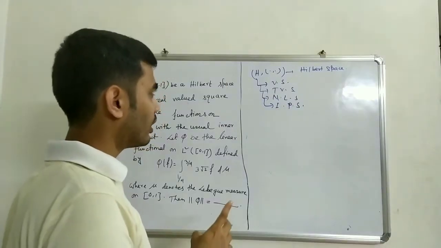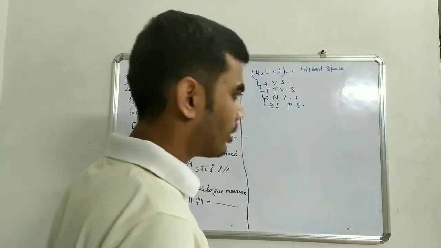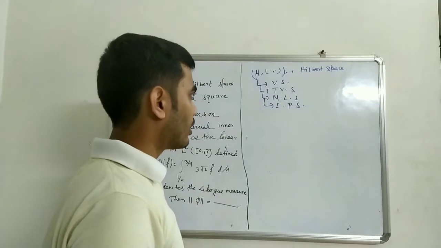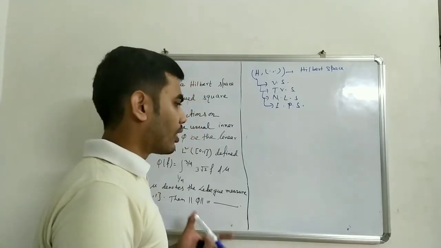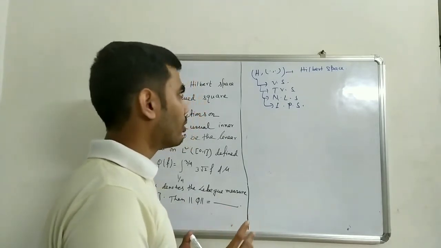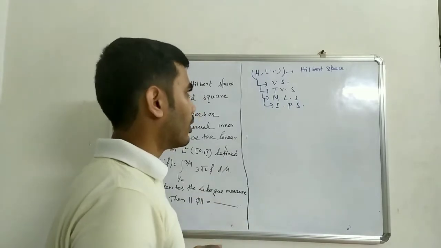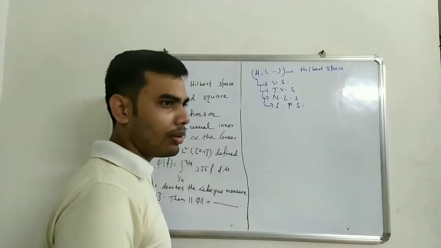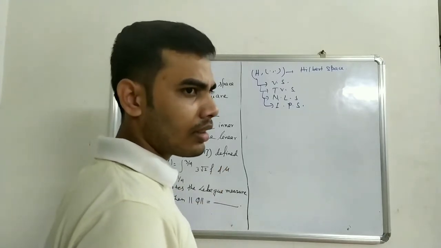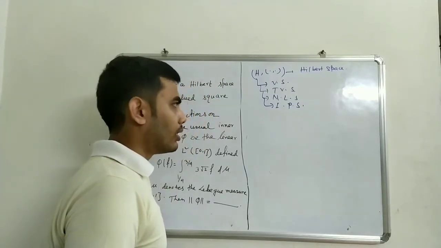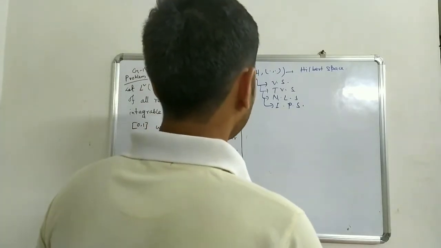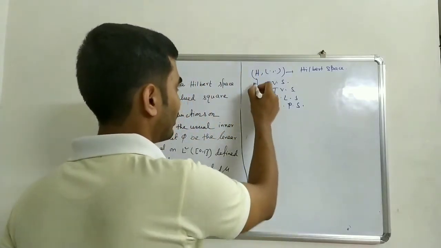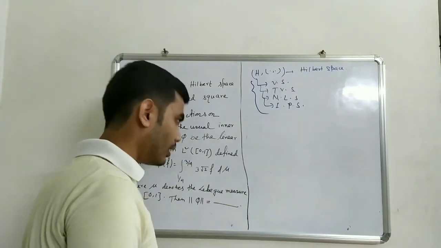I don't discuss what a vector space, a topological vector space, or a normed linear space is, because if I discuss that here, then the video will become too lengthy. So if you don't know what a vector space, a topological vector space and a normed linear space are, then see any standard book and clear your basic concepts. So if H is a Hilbert space, then it is also a vector space, a topological vector space, a normed linear space and an inner product space.